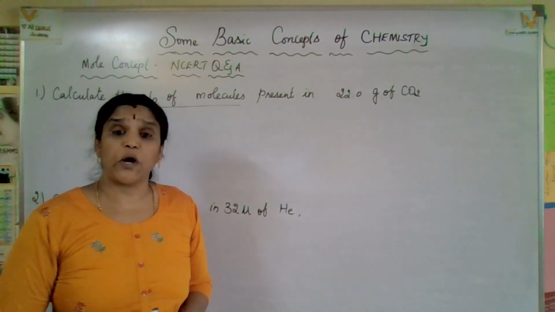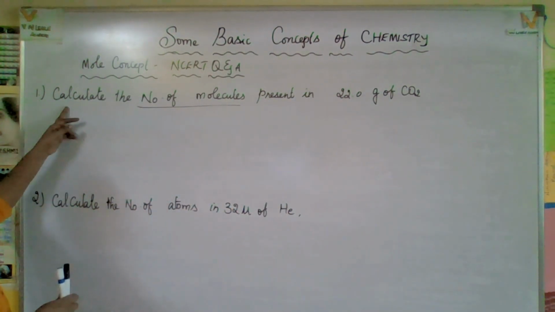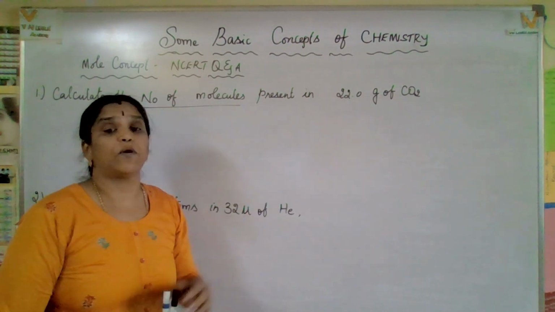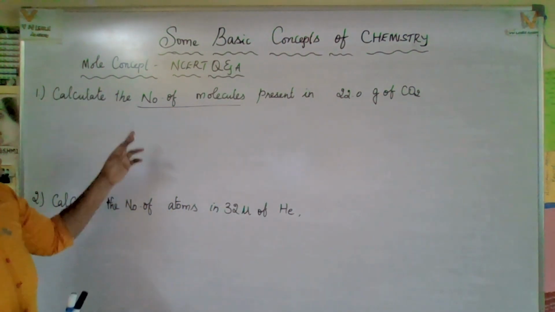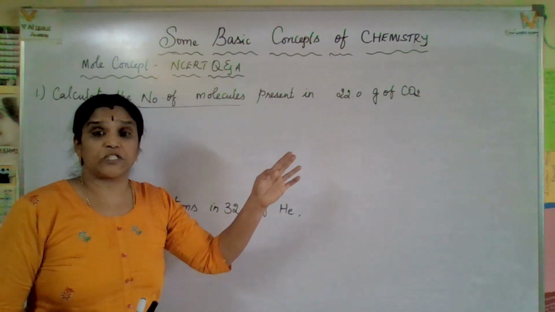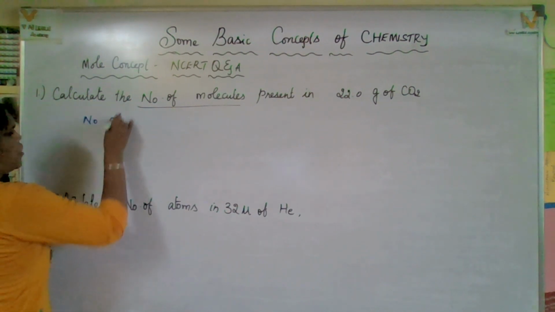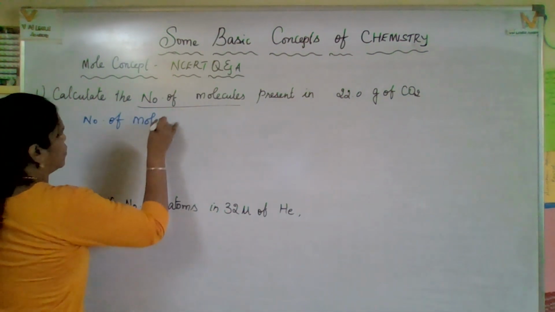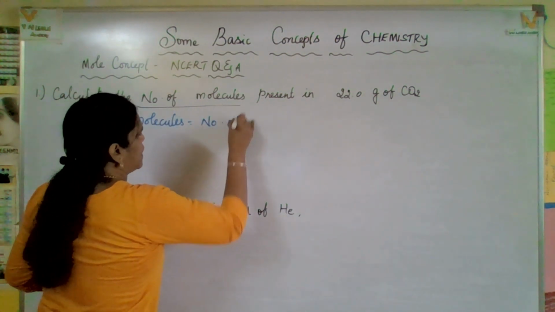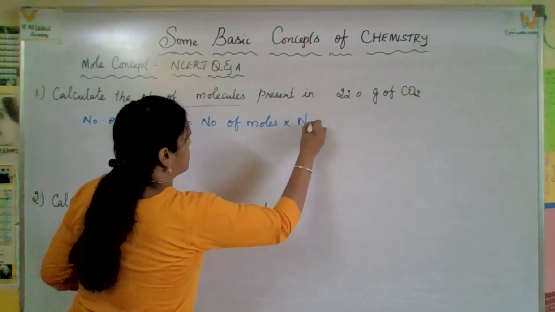As we are saying, important questions from mole concept. Today's important question starts from: calculate the number of molecules present in 22.0 gram of carbon dioxide. How do we find the number of molecules present? You know the formula: number of molecules equals number of moles into Avogadro number.